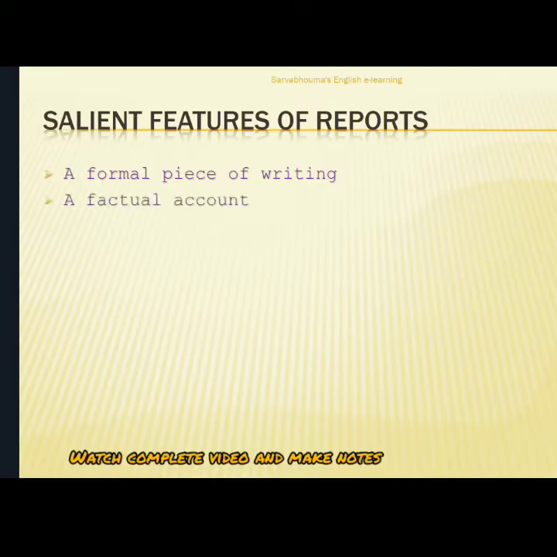The second feature is a factual account. A report is a factual account. The facts contained in a report may be an account of something that has already happened. Yes, usually the work or the event which has already happened. So we prepare the report on things that have happened. Facts should always be accurate and complete and arranged in a way to project clear meaning. So it must be meaningful and it must be clear.